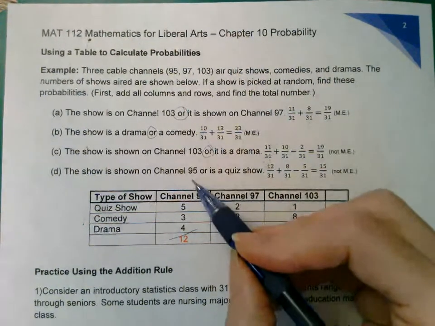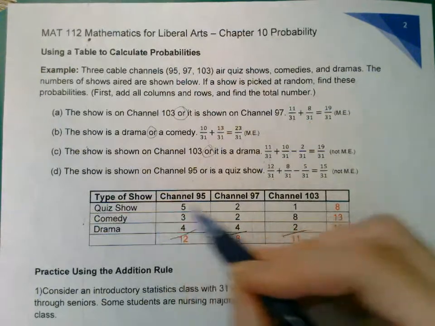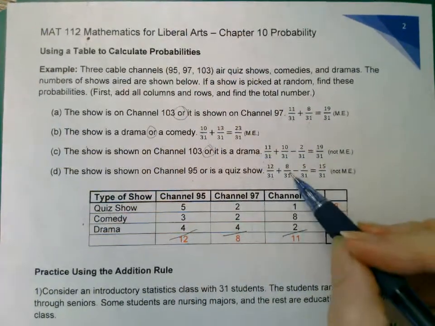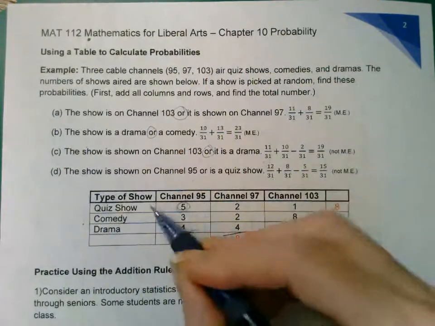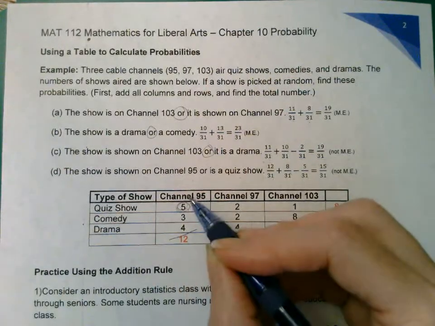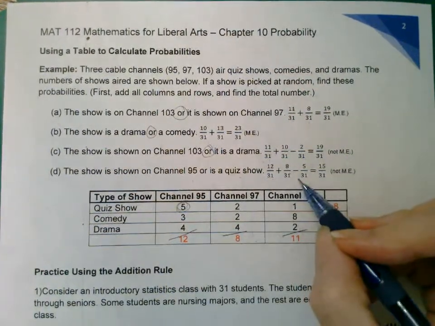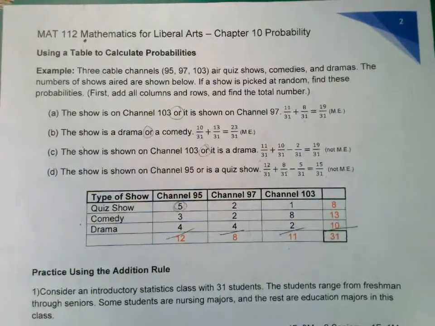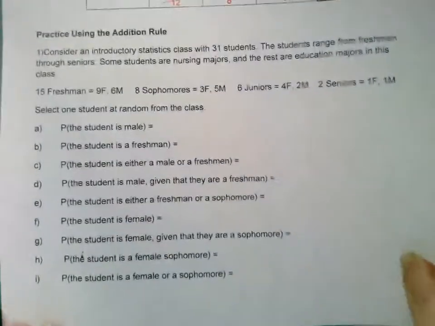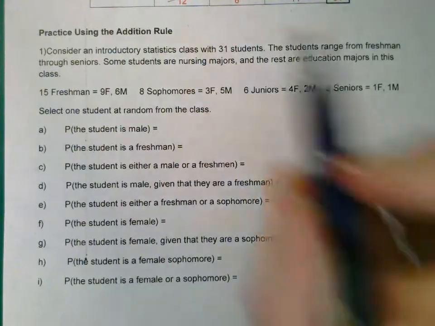Same with something in 95, a quiz show. And then there are 5 95 quiz shows. So I just counted them twice in the 95 and the quiz show. So I need to take that out, and that's that number. Okay. So there are some charts, like the next one in the homework. All right, so let's use the addition rule without a chart.